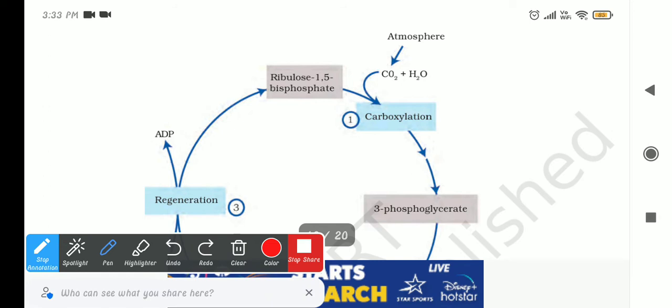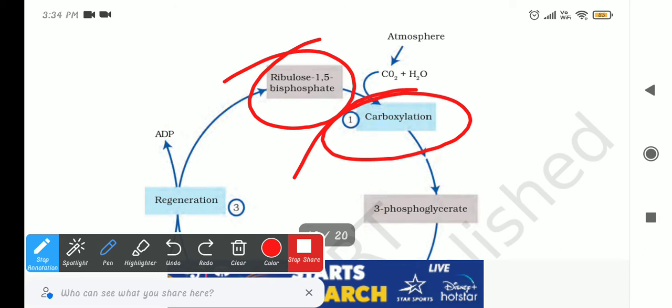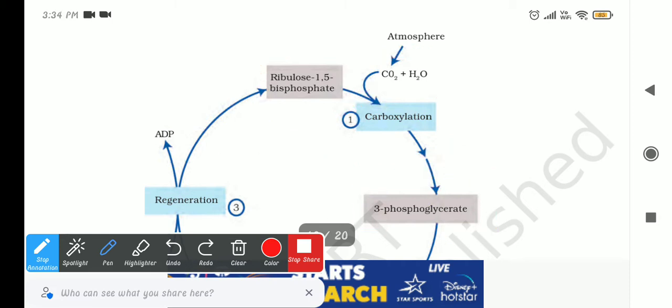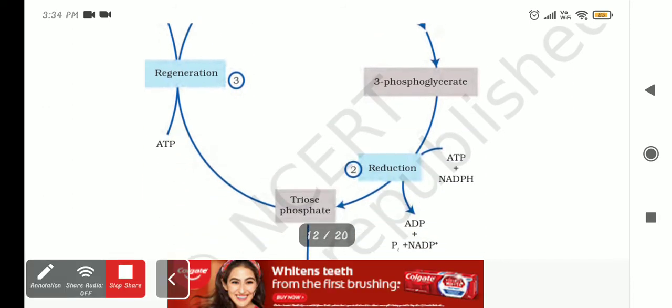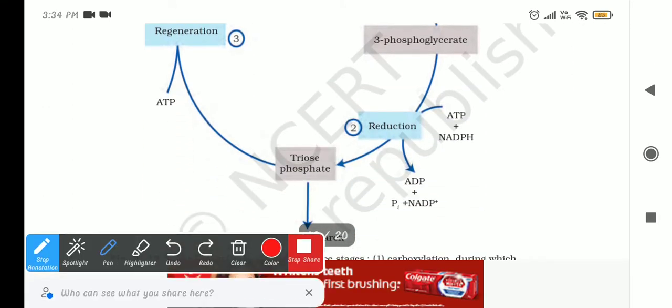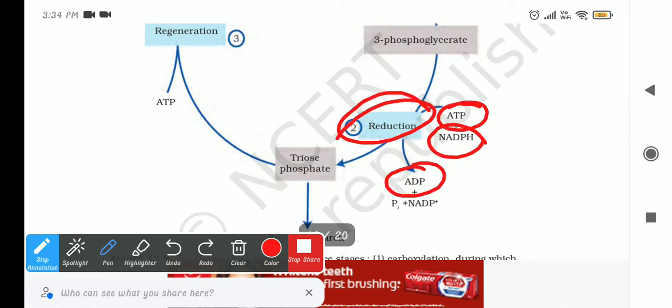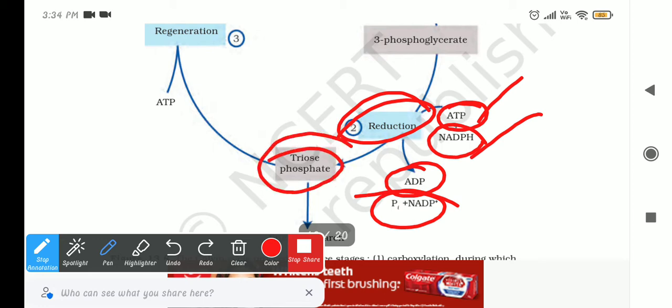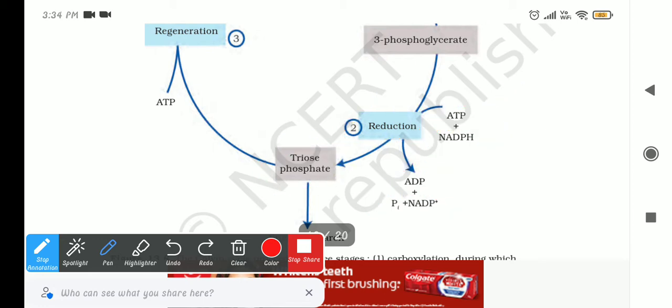We have the first step, which is carboxylation. We have ribulose 1,5-bisphosphate. From the atmosphere we get CO2 and H2O. With carboxylase, we make 3-phosphoglycerate from it. Next the reduction step takes place. ATP and NADPH are converted to ADP and NADP. Then triose phosphate is made.